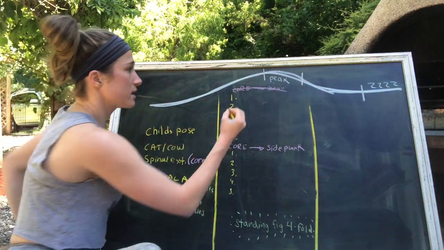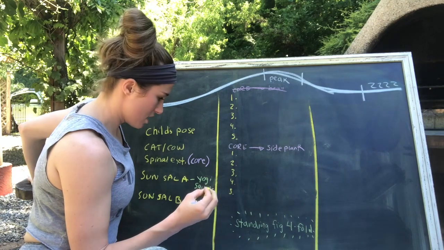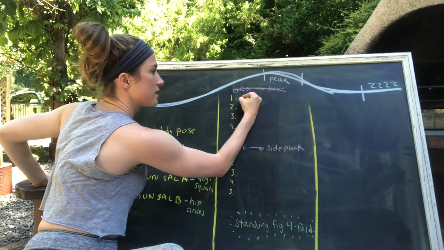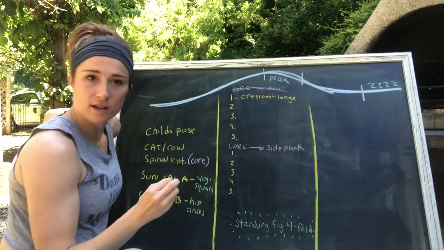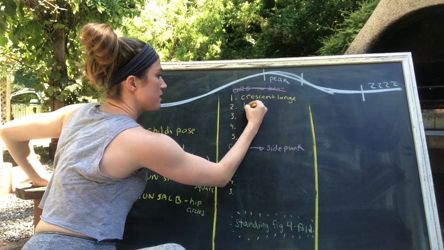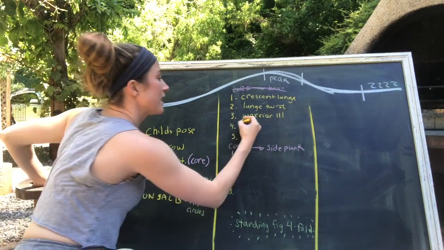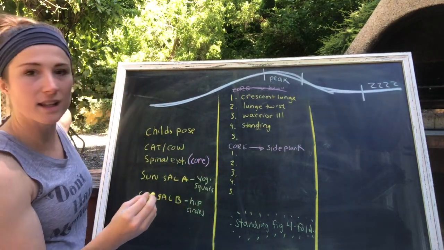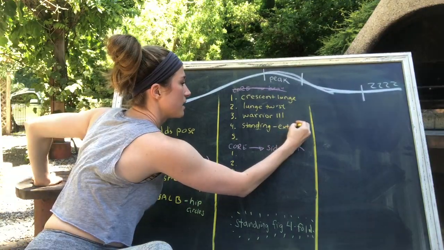Let's go crescent lunge. Let's do a crescent lunge series. High lunge, crescent lunge, and then a lunge twist, warrior 3, just standing. And in this standing pose, standing with a leg lift, extend leg, half splits.